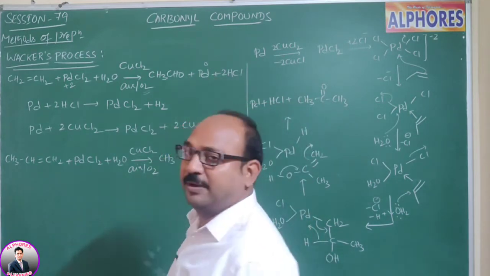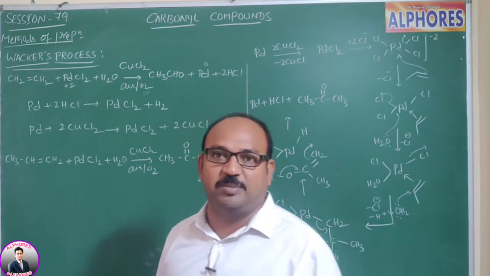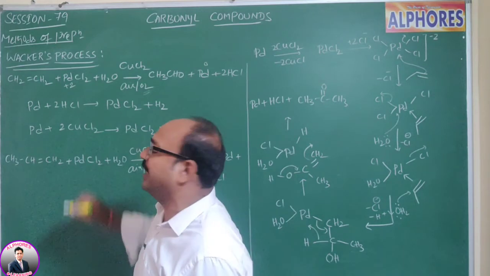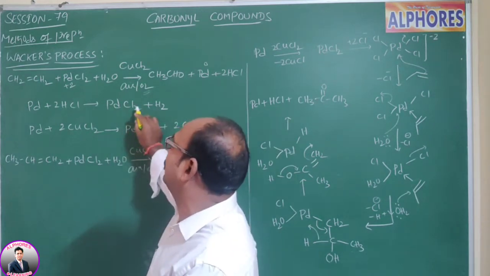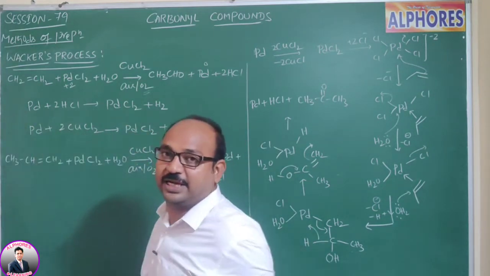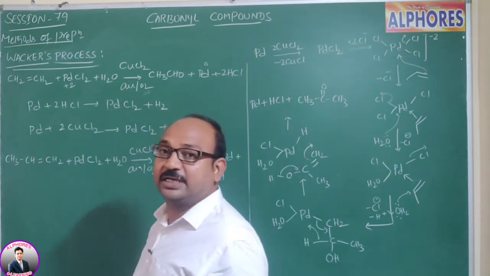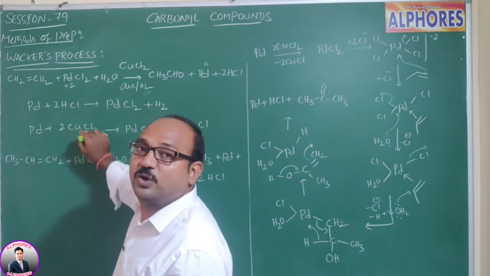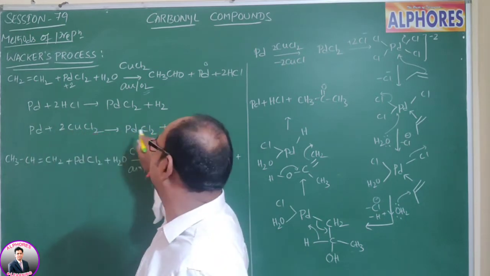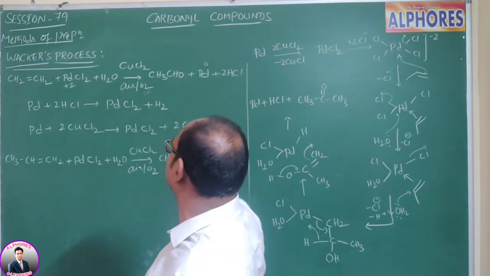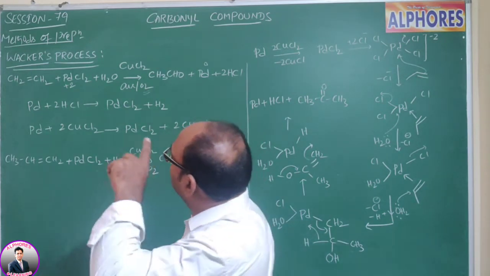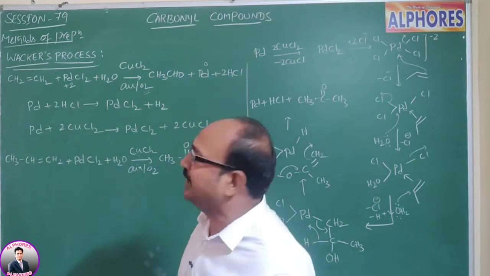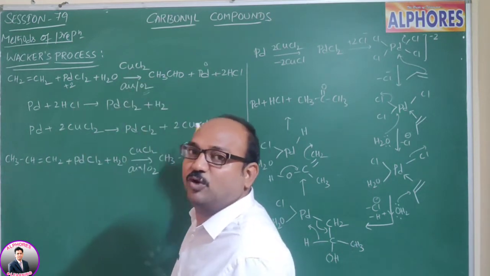Now the formed palladium, being a costly metal, is not going to be consumed. The formed palladium further reacts with HCl and converts into PdCl2 to again take part in the reaction. Here palladium also reacts with CuCl2 and converts into PdCl2 and CuCl. So, as long as the reaction proceeds, palladium is not going to be consumed. The consumed one is cupric chloride, and it turns to cuprous chloride.